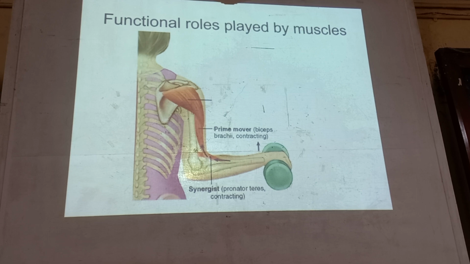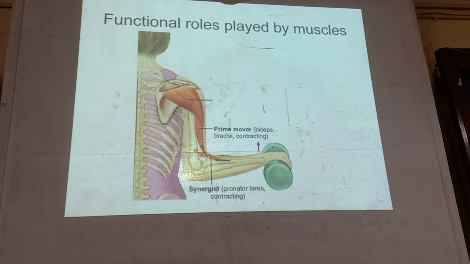So, there is another muscle in the forearm, by the name pronator teres. One of the muscles which is shown here, pronator teres. This muscle is named after the action it performs. What does it perform? Pronation. What is the shape? Cylindrical. Teres means cylindrical. So pronator teres is a cylindrical muscle which is pronating.